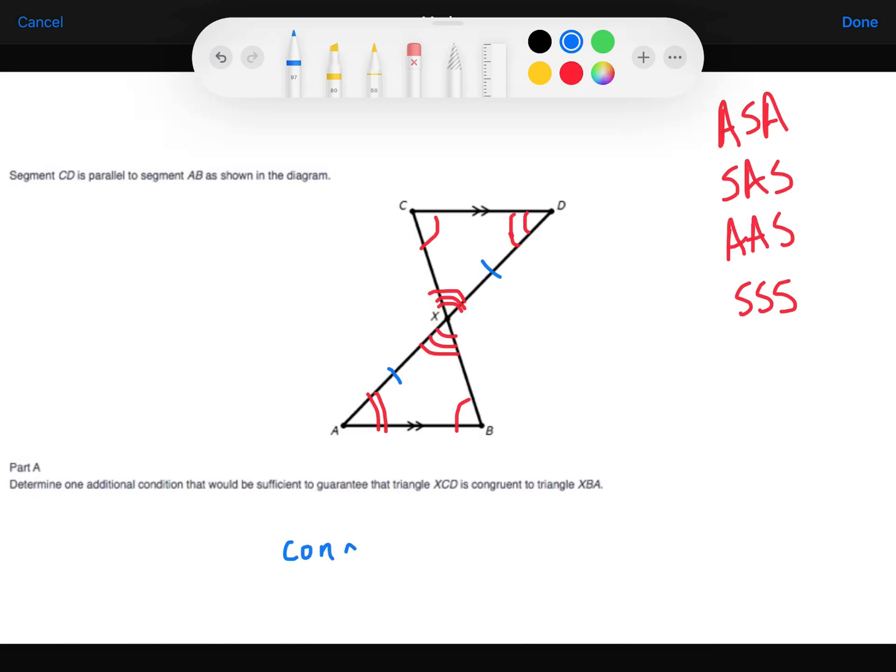So I'm going to write, we're missing congruent sides. So remember, three things are needed to prove triangles congruent. Either three sides, two sides in one angle, or two angles and one side.